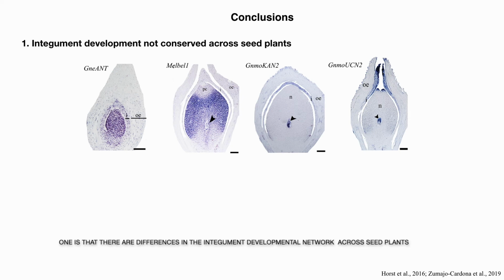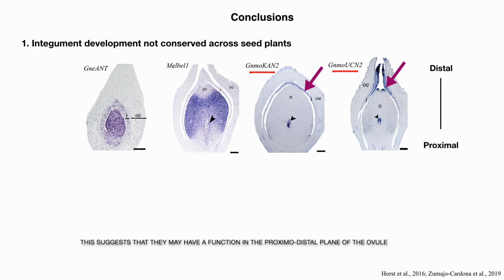One is that there are differences in the integument developmental network across seed plants. And one of the striking differences that we detected is with the polarity genes. So these genes are known to be involved in the adaxial-abaxial identity. But in Gnetum, we're seeing something completely different. We see these genes restricted to the apical region of the integument. So this suggests that they may have a function more in the proximal-distal plane of the ovule.